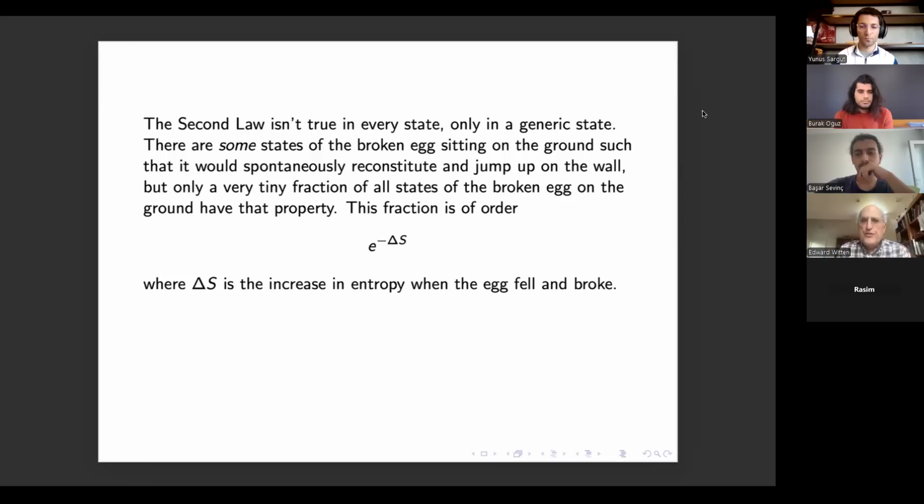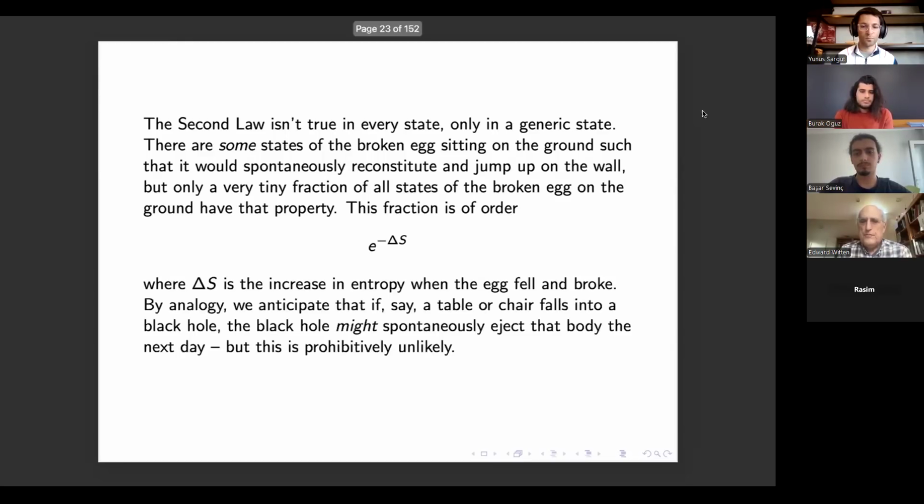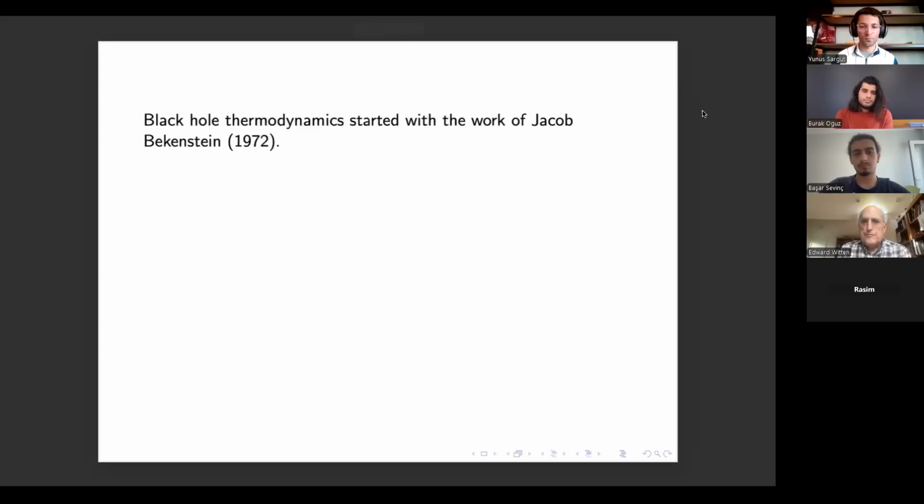So it's prohibitively difficult to manipulate the state of the broken egg sitting on the ground to put it in one of the special states where it would spontaneously reconstitute and jump up on the wall. By analogy, in black hole thermodynamics, we expect that if a table or chair falls into a black hole, the black hole might spontaneously eject that same table and chair the next day, but that's prohibitively unlikely. Now, black hole thermodynamics started with the work of Jacob Bekenstein in 1972.